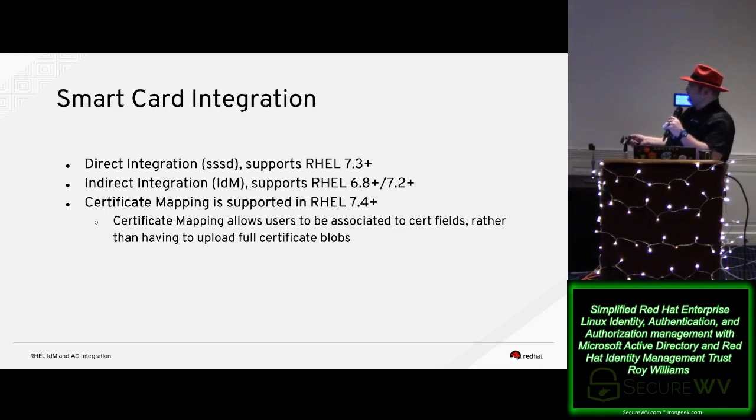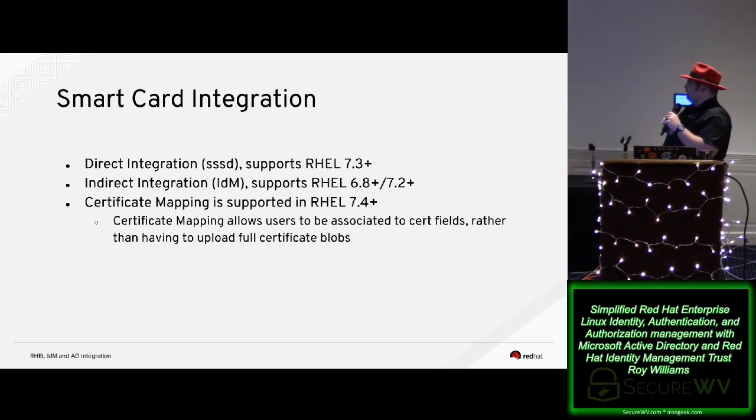With RHEL 7.4 and newer, we're able to do certificate mapping, which, if anybody in here has done anything with smart cards and Active Directory, this is how you typically do smart card on Windows workstations or Windows Active Directory. You're not actually putting the certificate in Active Directory, you're matching an email address or some identifier on the cert, and you verify that whenever the card is inserted in the client. We can do the same thing with RHEL starting in 7.4 and newer.